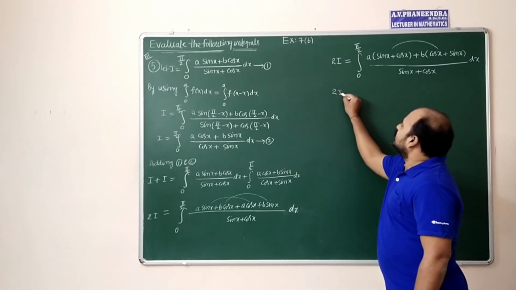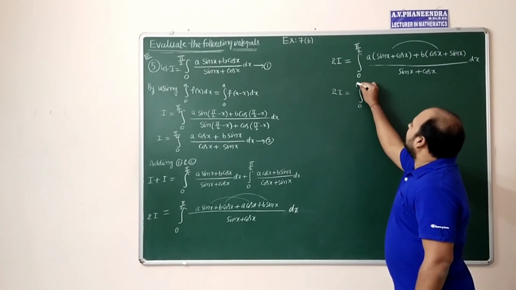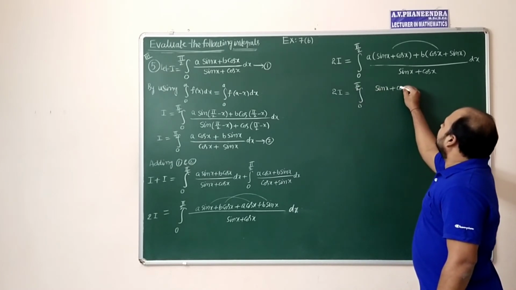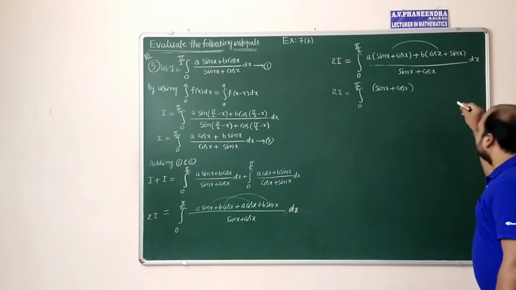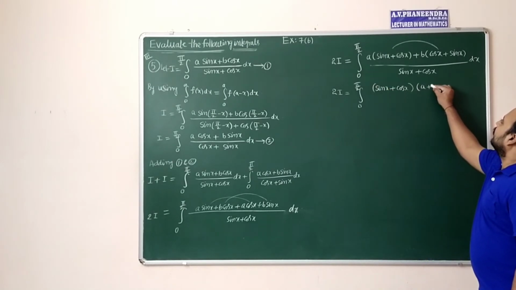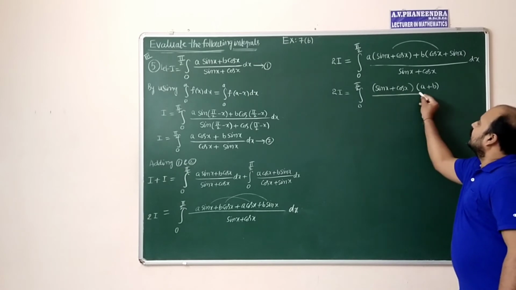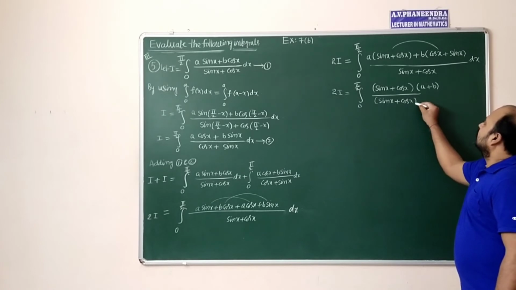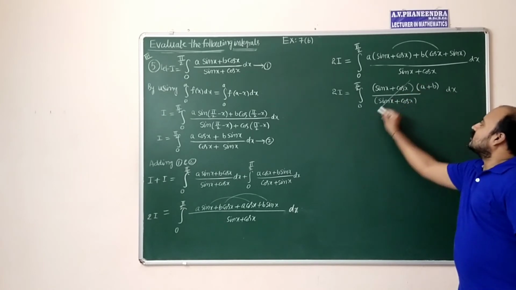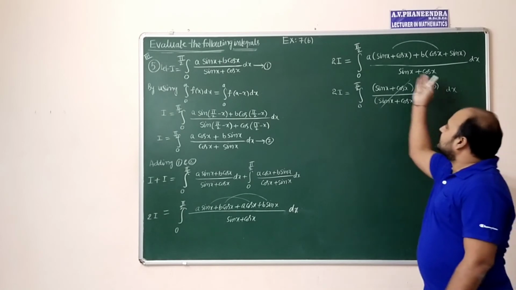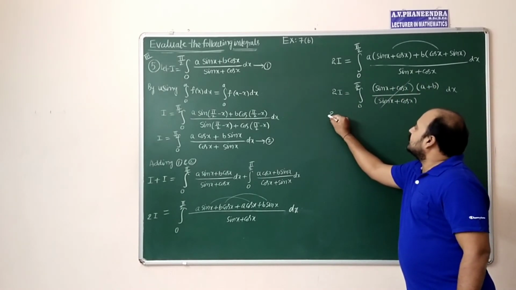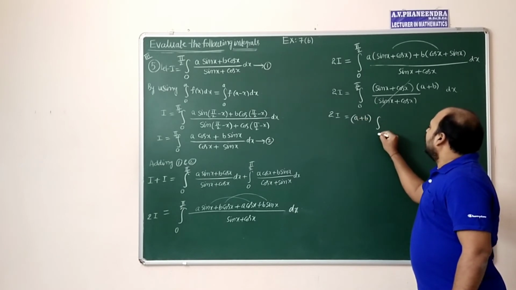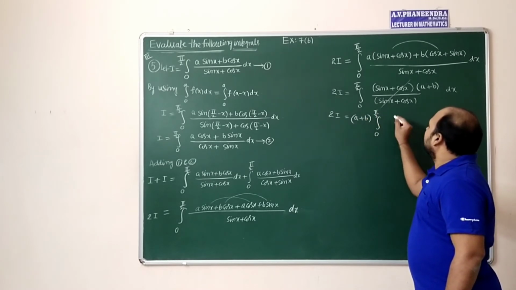Again in both the terms sin x plus cos x you have to take common. So 2I equal to integral 0 to pi by 2, sin x plus cos x we are taking common, into a plus b divided by sin x plus cos x into dx. Sin x plus cos x will be cancelled and a plus b you can take outside of the integral. 2I equal to a plus b into integral 0 to pi by 2 into dx.